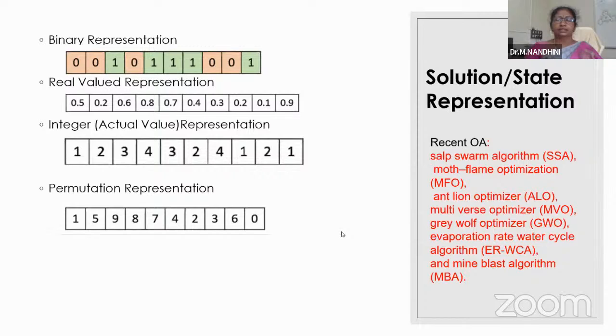This is very important when you are feeding the data of your application into the optimization model. Recently we have so many optimization algorithms, such as Salp Swarm and Moth Flame, which you can find on the web. Many people try different combinations of algorithms and say that this performs better for their application. That is not the real way of doing research work on optimization for any of the applications.